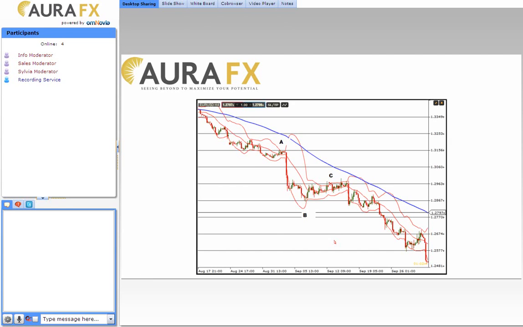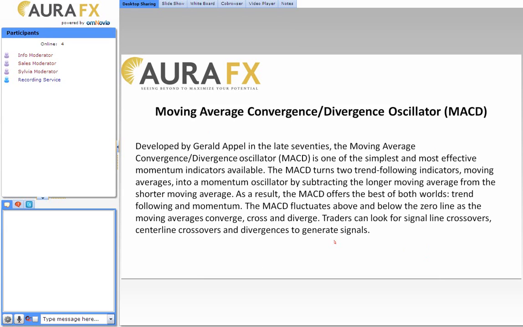Okay, the MACD, known as the MACD, the Mickey D, whatever you want to call it. This was developed by Gerald Appel in the late 70s, another gentleman who developed quite a few indicators. The moving average convergence divergence oscillator is one of the simplest and most effective momentum indicators available. Basically what it is, here we go again with the moving averages, is you're taking two moving averages. The default setting is a 12-period moving average and a 26-period moving average. But instead of plotting both of those on the chart, we're going to plot the difference. We subtract one from the other, and that's the line that we plot on our chart.